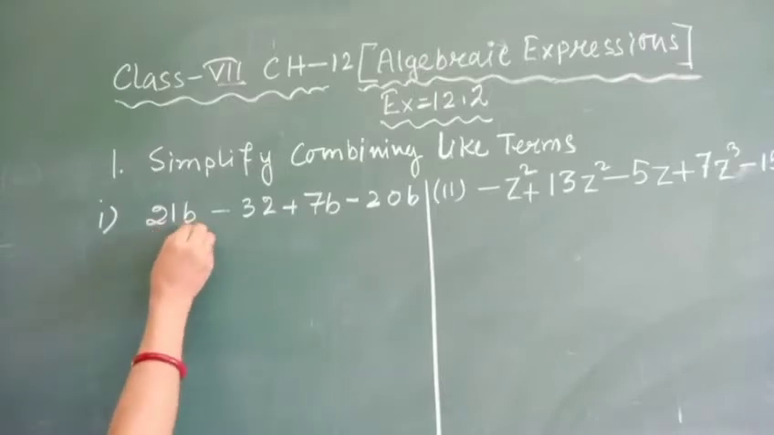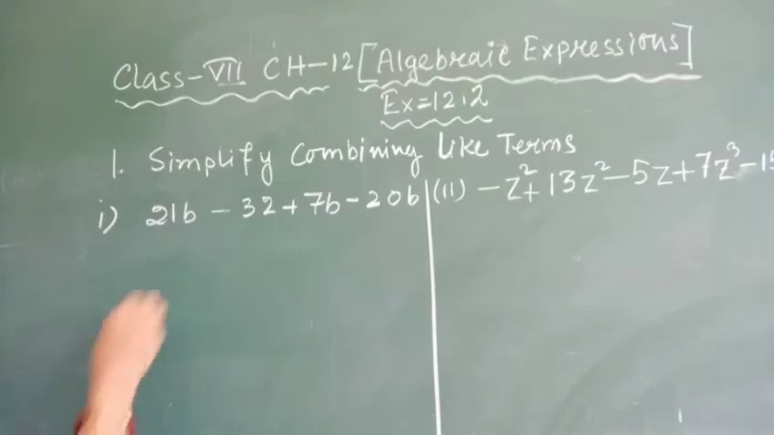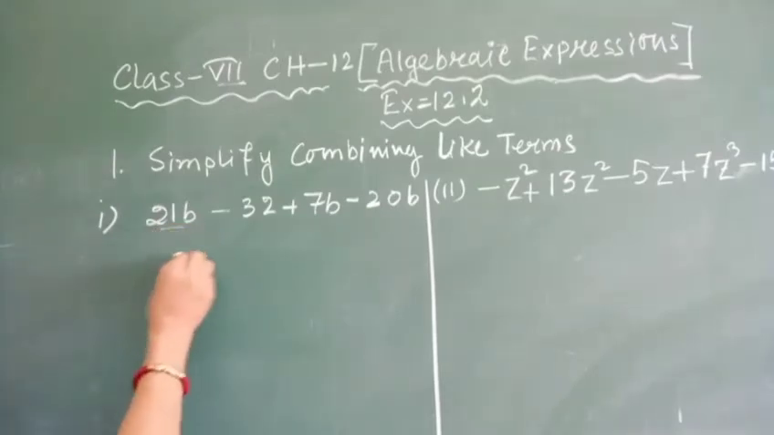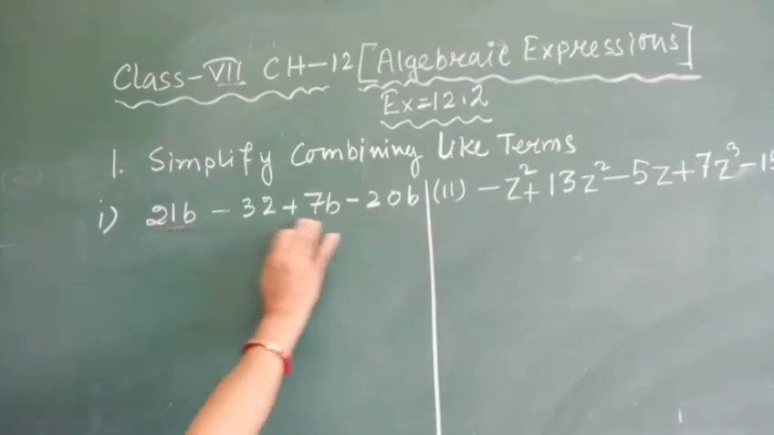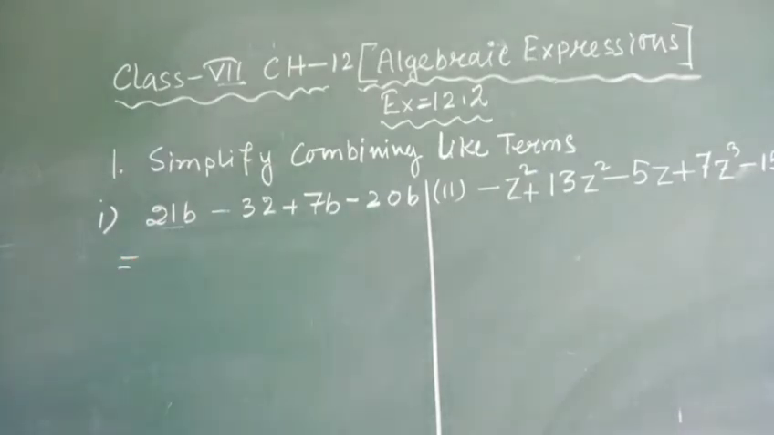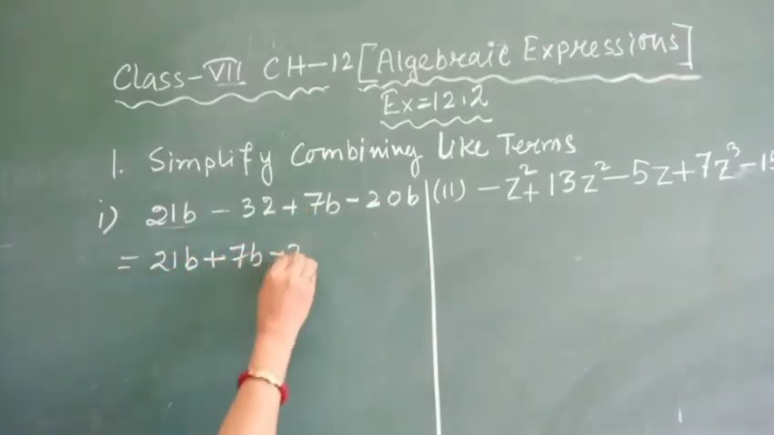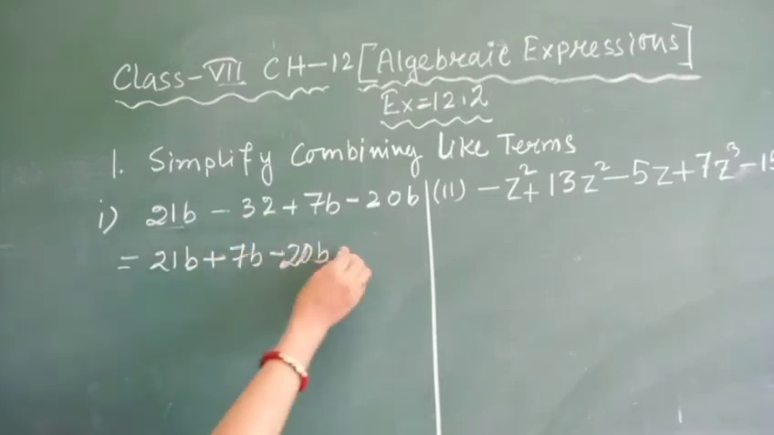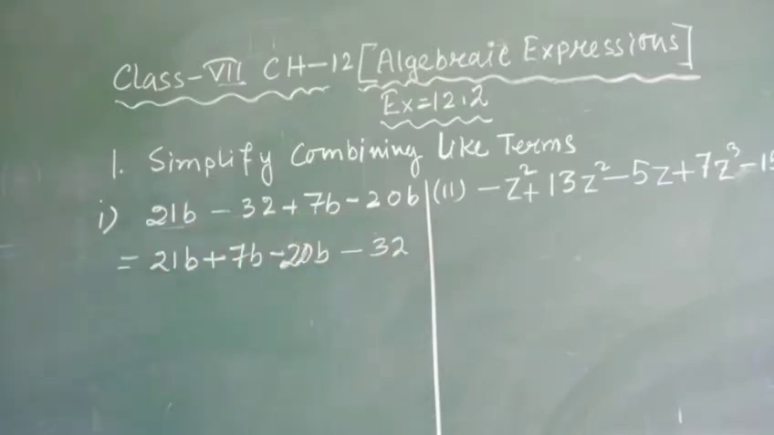Now, the question is 21b minus 32 plus 7b minus 20b. Here we can see that 21b, 7b and 20b have the same variable, so they are like terms. We will combine them in this way: 21b plus 7b minus 20b. And this one, 32, is a constant term and it is not a like term. All these variables are b, and here it is a constant term, so I am keeping it separately.